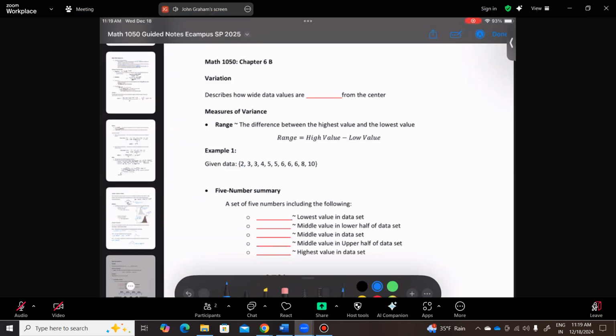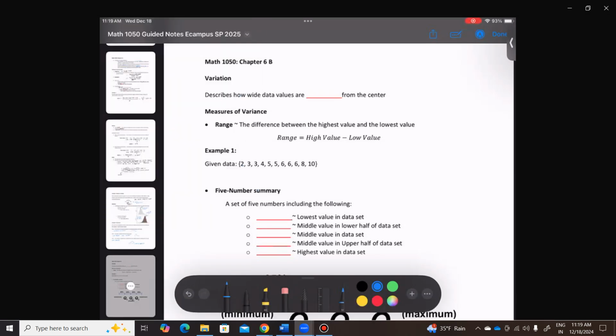Hi, this is Math 1050, and this video is going to be over chapter 6b. For this, we are going to look at measures of variation. For variation, we describe how data values are spread from the center.